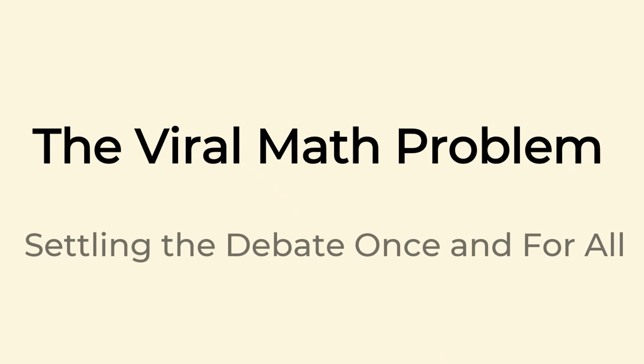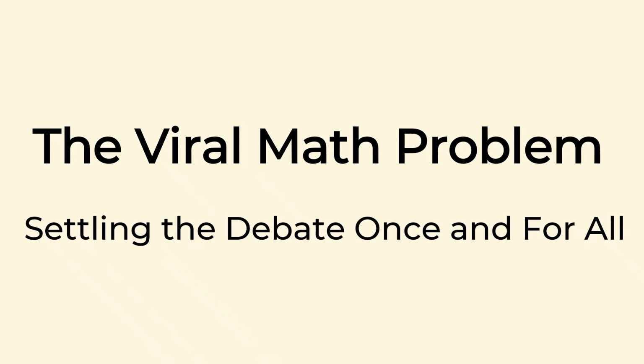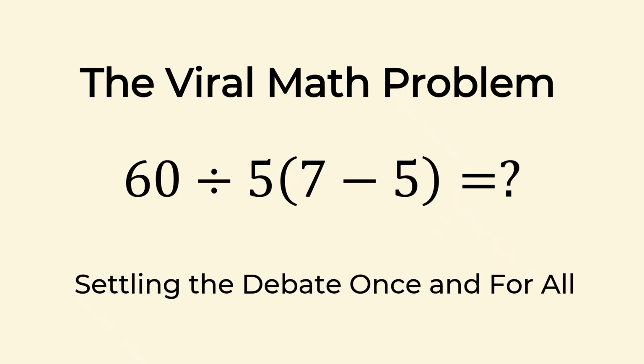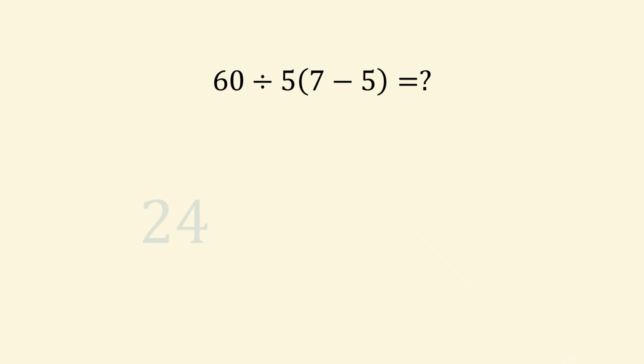Today, we're solving one of the internet's most persistent math debates. You've probably seen it. 60 divided by 5 times the quantity 7 minus 5. Is the answer 24 or 6? Pause here and try to solve it yourself first.